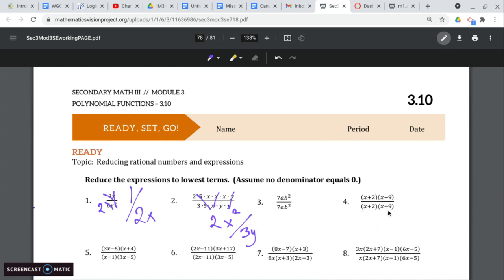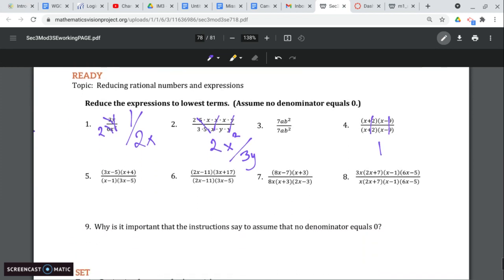x minus 9. Those things both cancel, so we're left with 1. So sometimes everything might cancel. So here, be careful. Notice things are a little different. We've got 8x minus 7, and it's in parentheses, and we've got an 8x on the outside here. Those can't cancel. Then we have the x plus 3 and the x plus 3. Those can. And so we're left with 8x minus 7 over 8x times 2x minus 3. So we have to be careful when canceling.